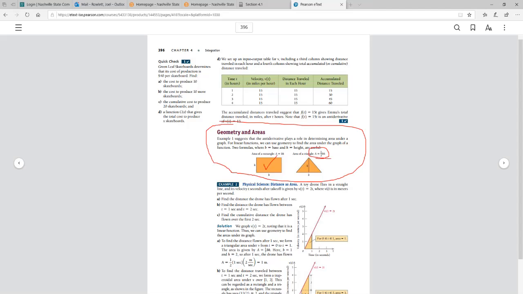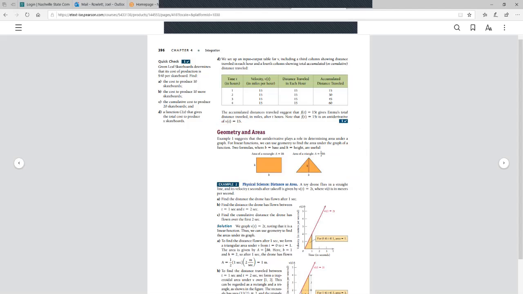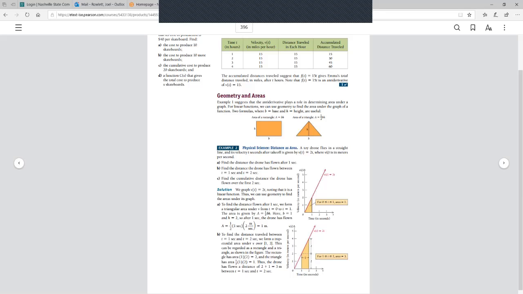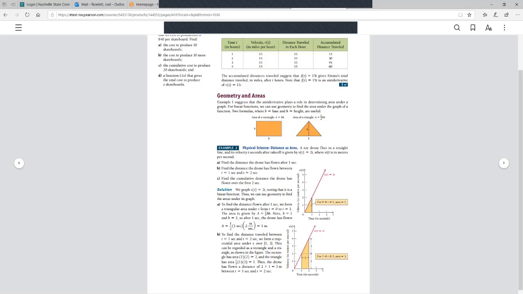So we're going to apply the area for a triangle in example number 2, just to further illustrate what the antiderivative can do. Example 2, a toy drone flies in a straight line and its velocity t seconds after takeoff is given by 2t, where v of t is in meters per second.